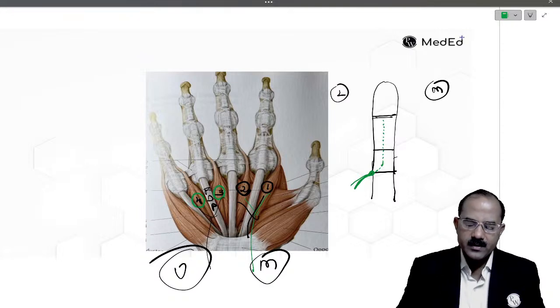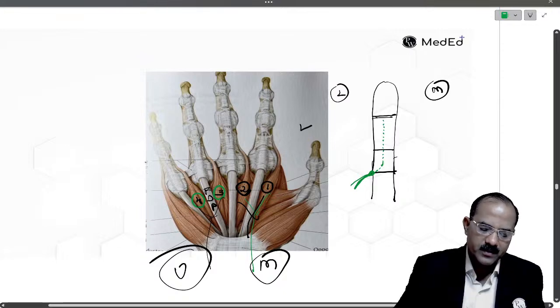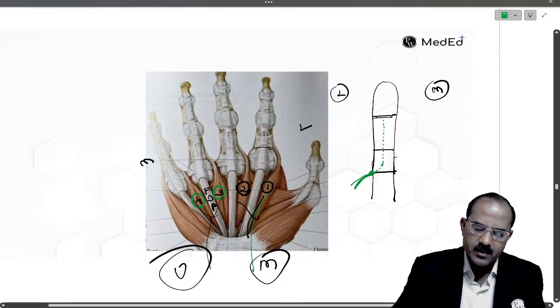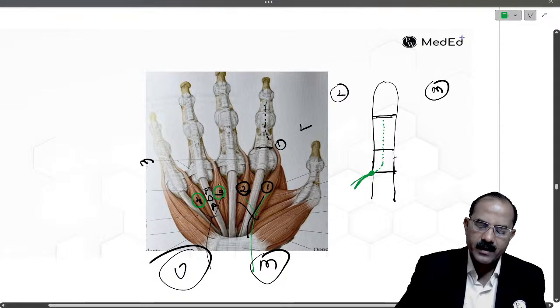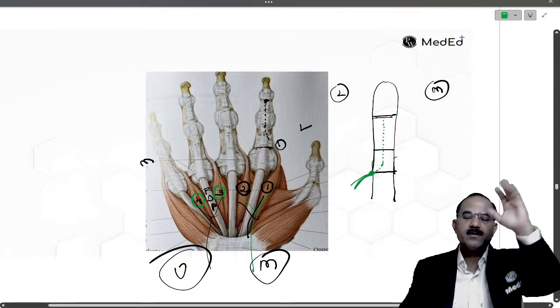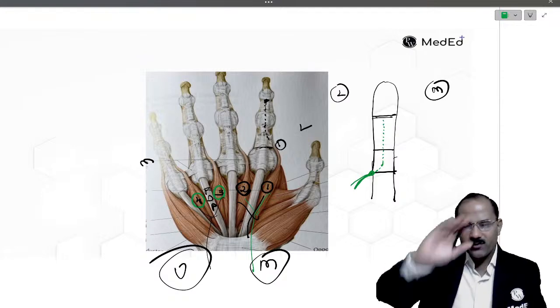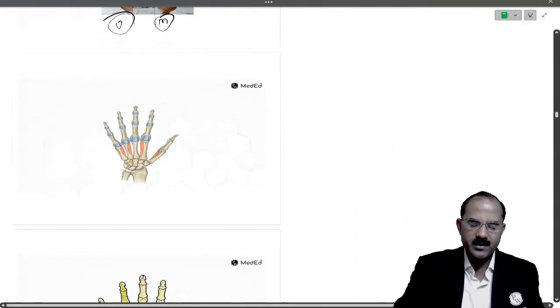Look, the first insertion, is it clear? This is lateral and this is medial. So that's the base of the proximal phalanx. The first insertion is here on the lateral aspect, and then it goes to the dorsal aspect and gets inserted into the base of the distal phalanx on the dorsal aspect. Fine, clear to all of you. So that's about the lumbricals.